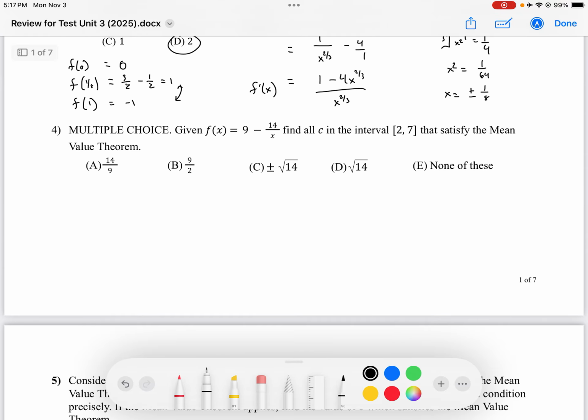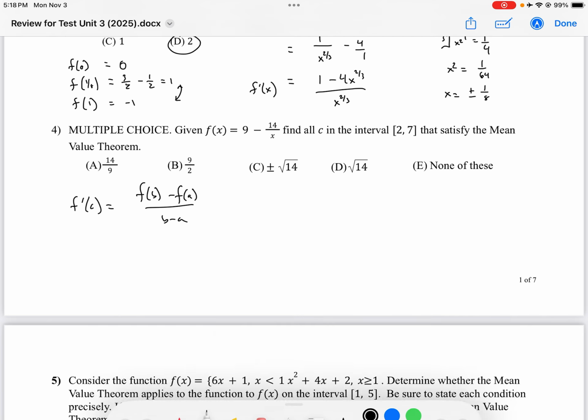Given this function, find all c in the interval 2, 7 that satisfy the mean value theorem. The mean value theorem says that f prime of c has to be equal to f of b minus f of a over b minus a. So that's the equation I need to be thinking of with the mean value theorem. So they want us to find c. So I need to find f of b minus f of a over b minus a and set it equal to f prime of x to find my c values.